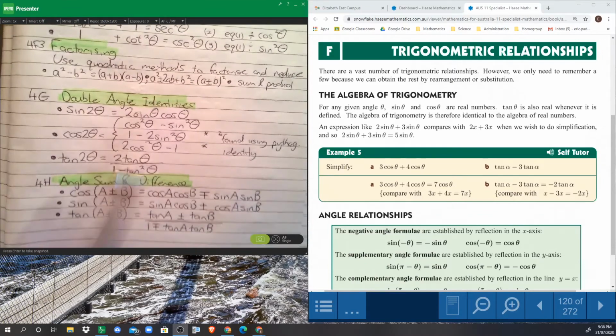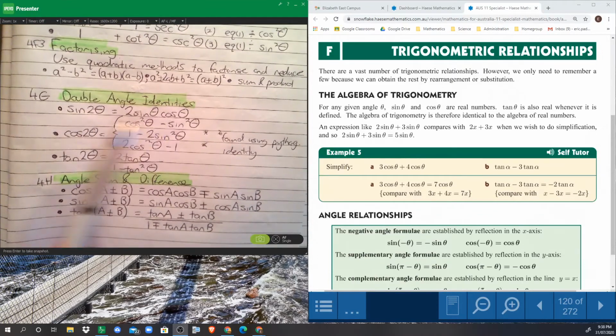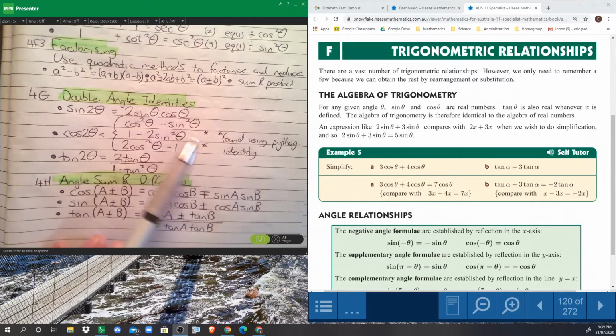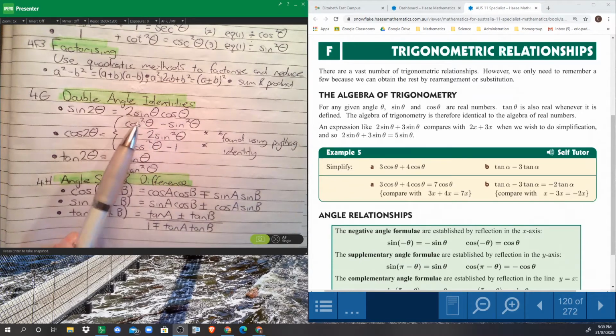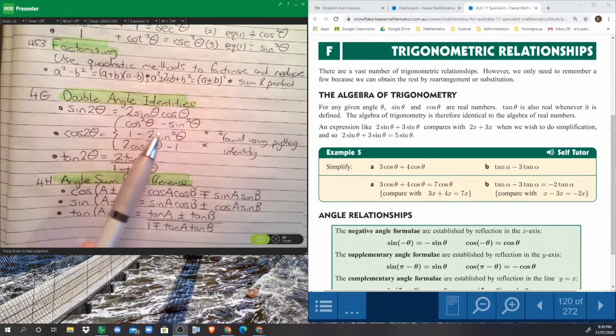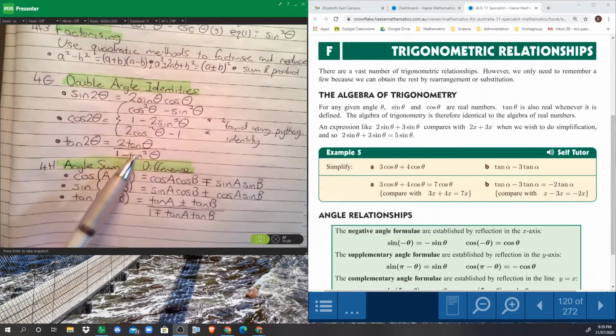Last few things, double angle identities. Sine 2 theta can be expressed as 2 sine theta cosine theta. Cosine 2 theta often has 3 ways to write it. You've got cosine squared minus sine squared. Using the Pythagorean identity, you can find 2 more by eliminating either sine or cosine. You can express it as 1 minus 2 sine squared theta or 2 cosine squared theta minus 1. So there are 3 variations of that one. There's also a tan double angle formula.